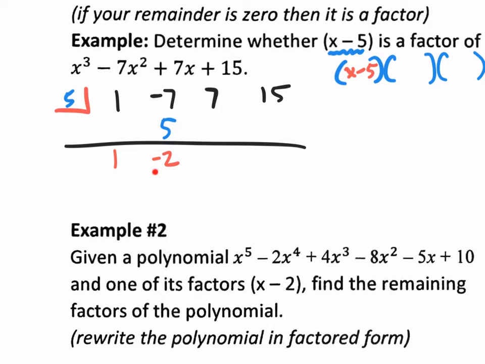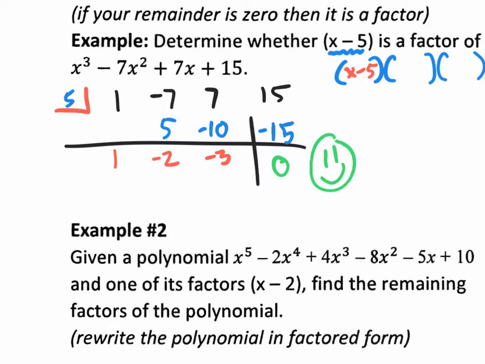As you go up, you multiply. 5 times -2. As you go down, you combine. 7 and -10. As you go up, you multiply. 5 times -3. -15. Ding, ding, ding, ding. Remainder 0. Happy face. Why am I happy? Because this binomial, x minus 5, it really is a factor.